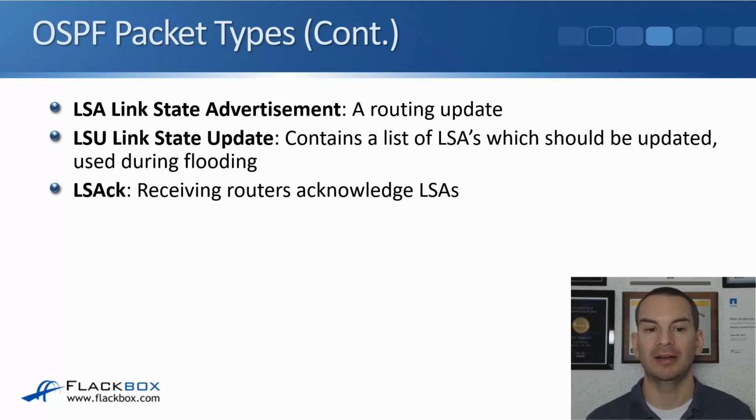And finally, we have the LSAck, which is the acknowledgement message. Whenever a router receives a message from a neighbor, it will send an acknowledgement back. So this makes sure that the protocol is reliable. If a router sends out a packet and it doesn't get an acknowledgement, it will resend it.